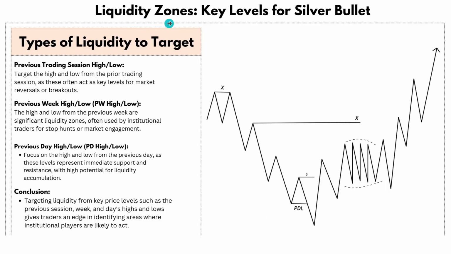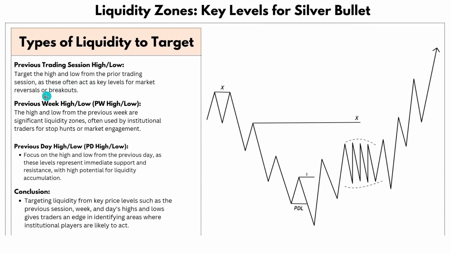Now for the liquidity zones, the key levels for the silver bullet. The type of liquidities that we target and we look for. So we target or look for previous trading session highs and lows. The reason we target the highs and the lows from the prior trading session is that these often act as key levels for market reversals or breakouts.